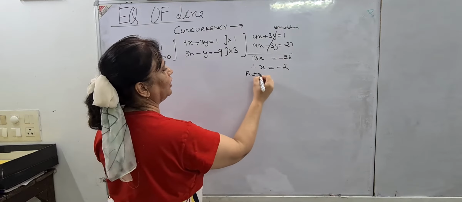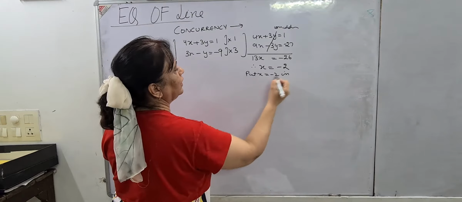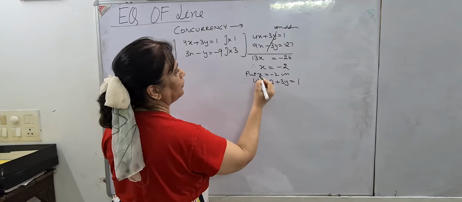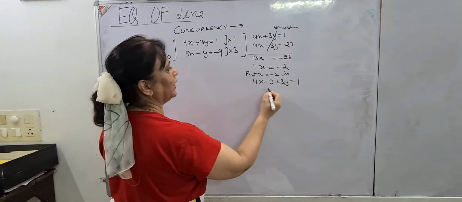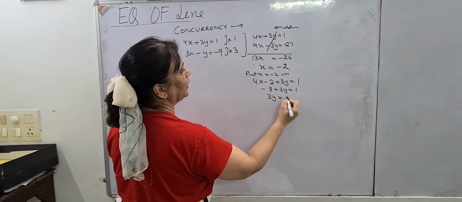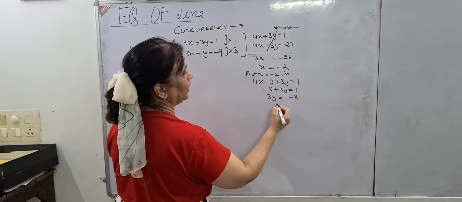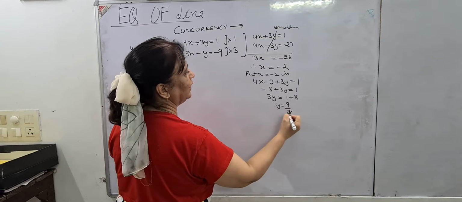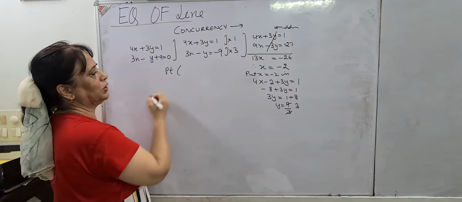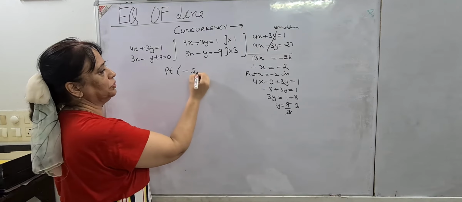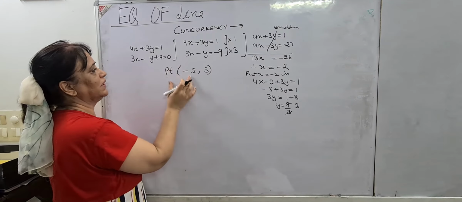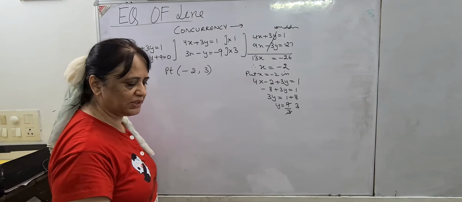Putting the value of x in one of the equations, in 4 into minus 2 plus 3y is equal to 1. In place of x I have put minus 2. So minus 8 plus 3y is equal to 1, or 3y is equal to 1 plus 8, or y is equal to 9 upon 3. So this is 3. So children, what point did I get? The point I will write together in the ordered form, minus 2, comma 3. Now in the question he says the point of intersection. This is the point of intersection of the first two equations.